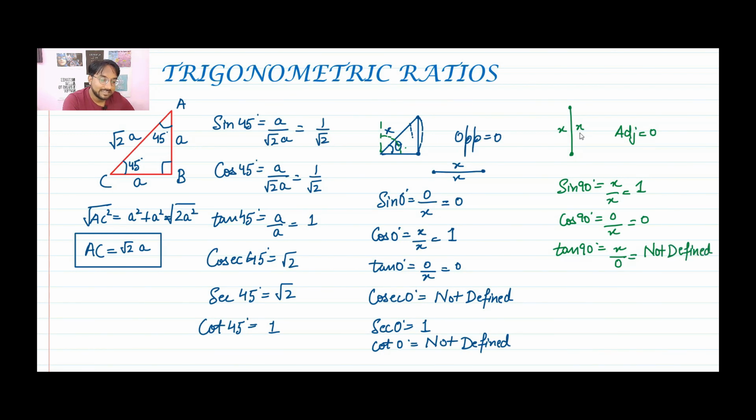Got it? And then cosecant, we can write cosecant 90 will be equal to 1, the reciprocal of 1 is 1. Secant 90, the reciprocal of cos, which is 0 by x, so it will be x by 0, again not defined. And finally cot 90 will be equal to the reciprocal of x by 0, means 0 by x, which will be equal to 0. So this is 0 and 90 degrees. So these are the specific angles we have done: 0, 30, 45, 60 and 90. So this was all about this method.